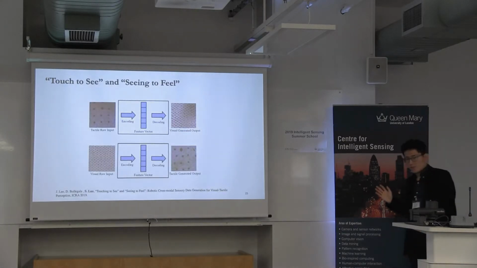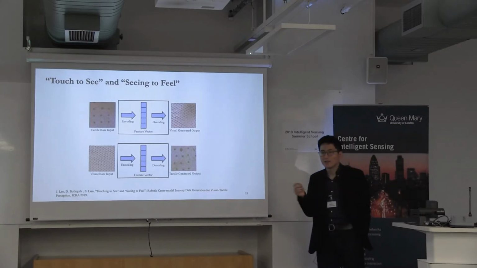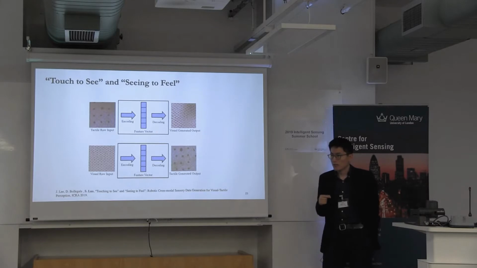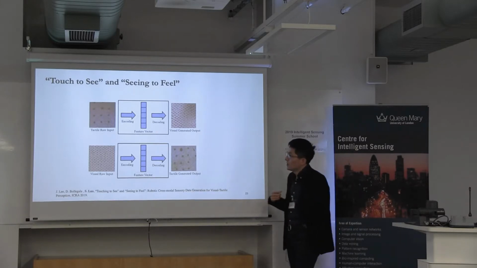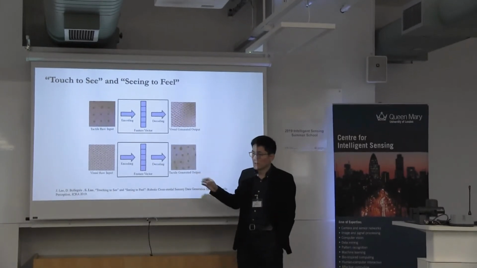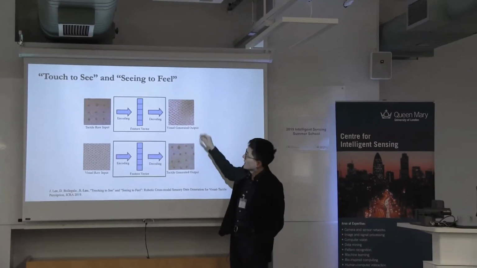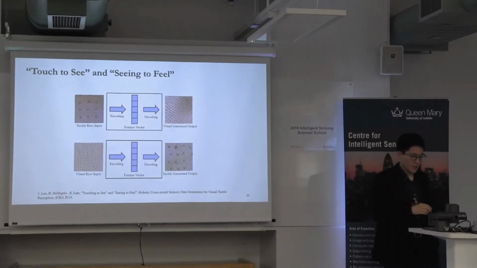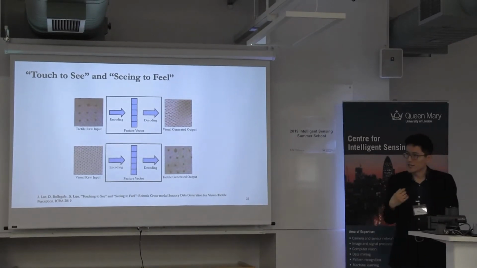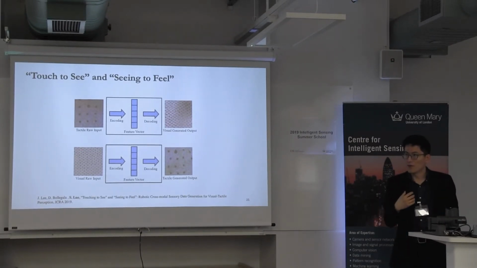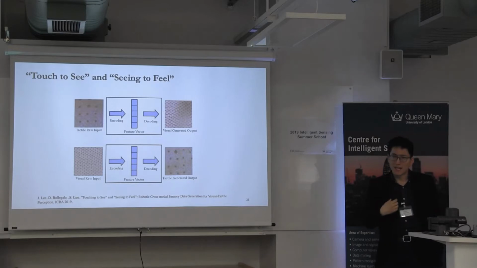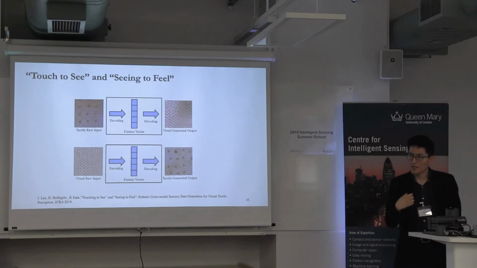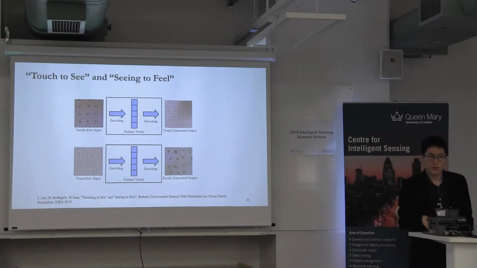So in the last work, you can see we have this multimodal perception of these textures. But it is possible to have cross-modal perception. We call it touching to see and seeing to feel. It's very common in our daily life. Again, the same example for fabrics: we see these textures, and when we close our eyes, we may feel these similar textures, right?